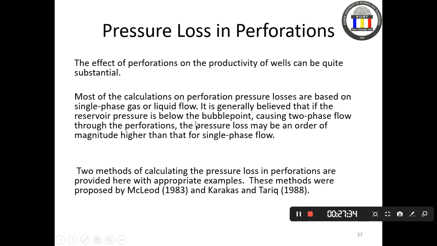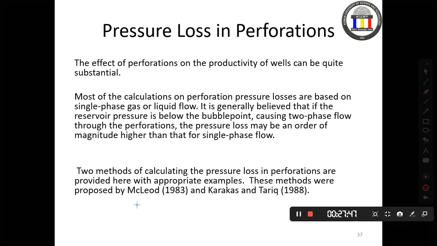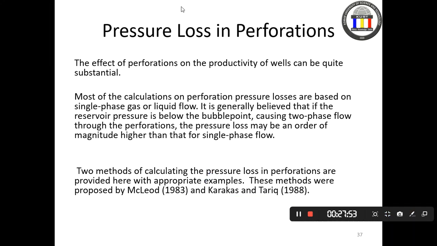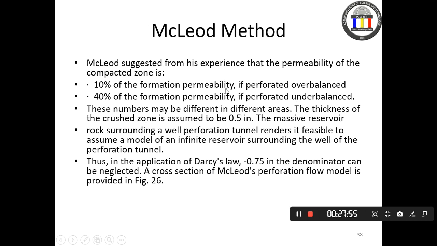Now, in the perforations, we have to look at where the pressure losses are. There are lots of pressure losses that can happen in the perforation, and we have a very famous method, McLeod's method, to obtain this, and Karakas and Tariq's method, and we have some other methods to look at the pressure losses that happen in the perforations.